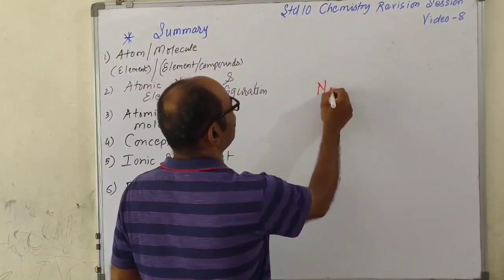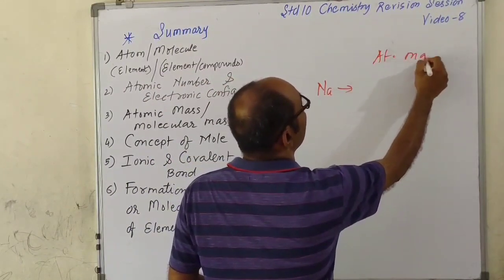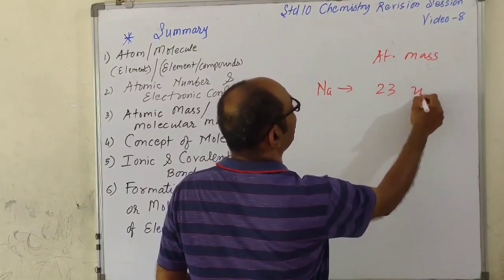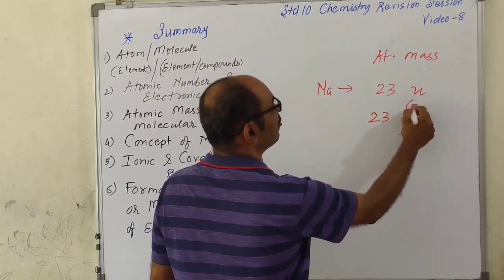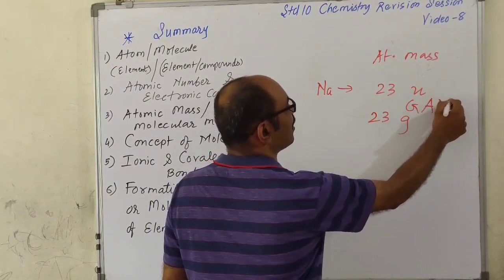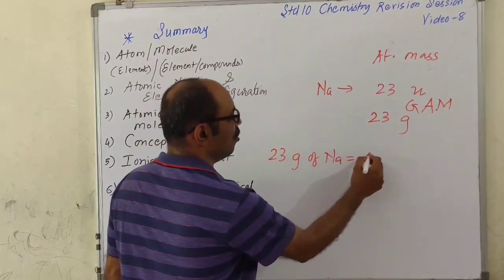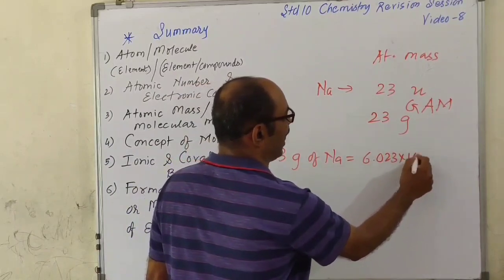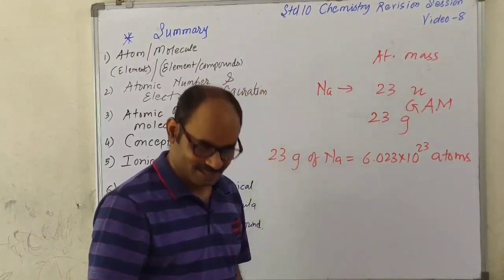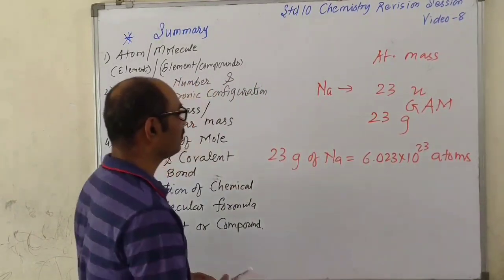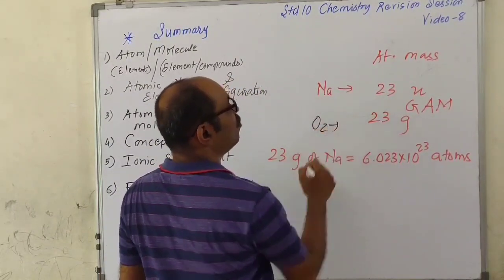Suppose you talk about sodium. The atomic mass of sodium is 23 units. So if you take 23 grams, then it is called gram atomic mass, and in 23 grams of sodium, you will have 6.023 into 10 raised to 23 atoms of sodium. Correct? Okay. Similarly, if I take oxygen molecule, O2, correct?